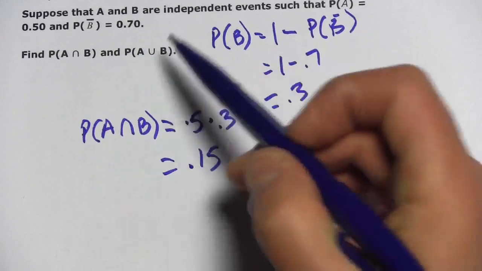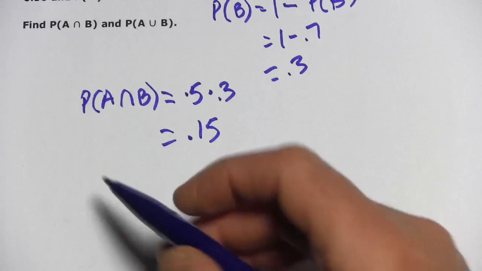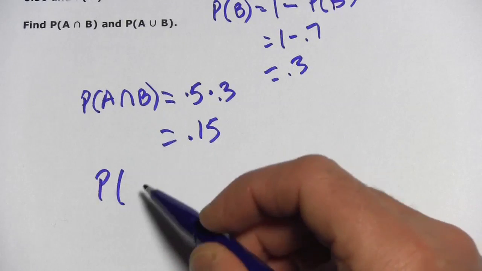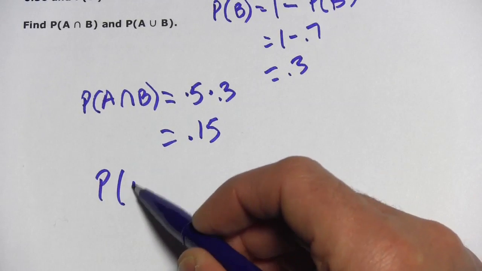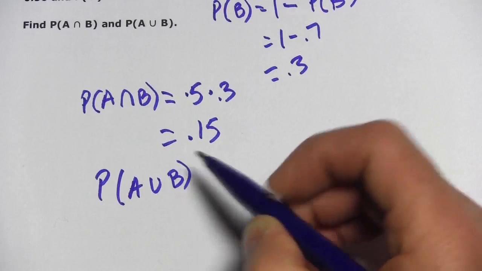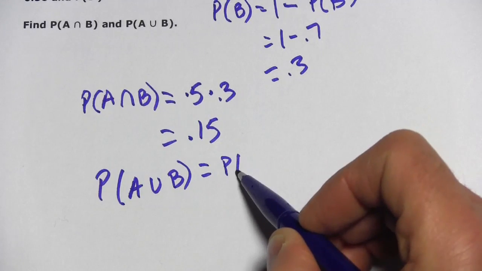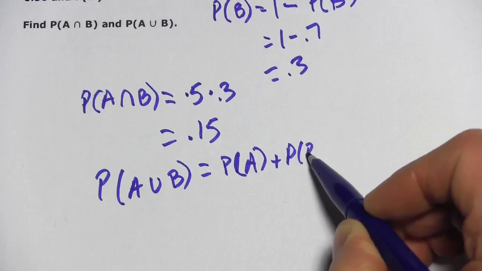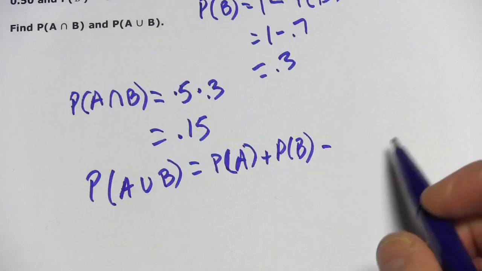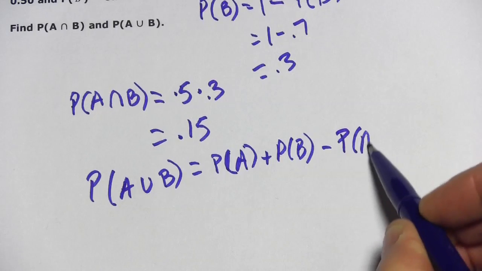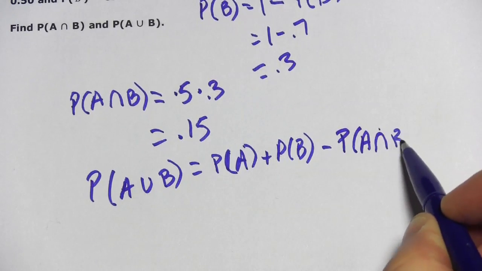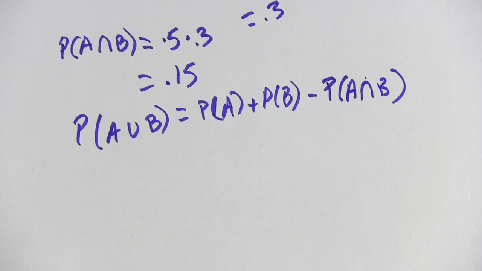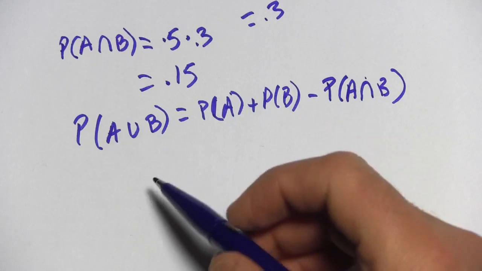Now, the probability of the union, we have a formula for that. That's the addition formula for probability. So the probability of the union of A and B is the probability of A plus the probability of B minus the intersection. So that's the addition formula for probability, and we can just fill this in.